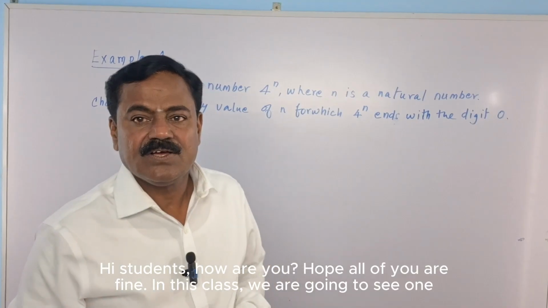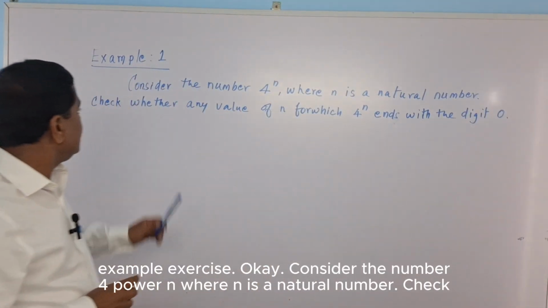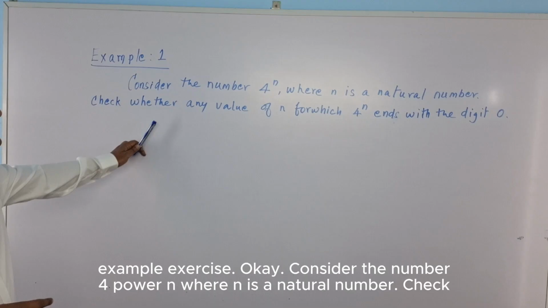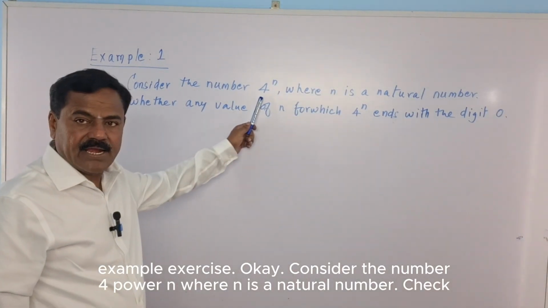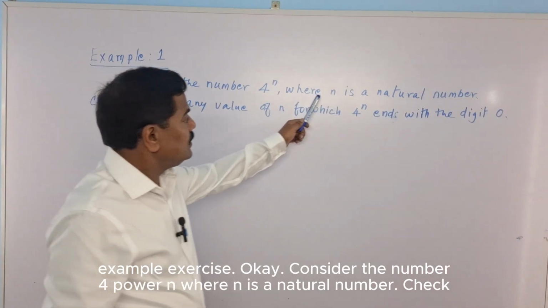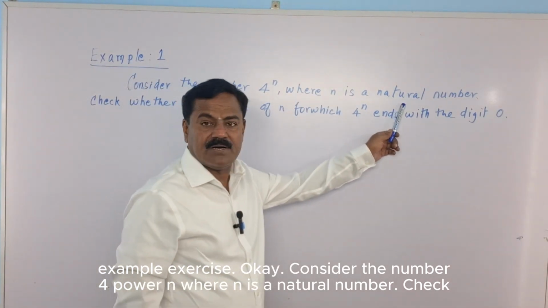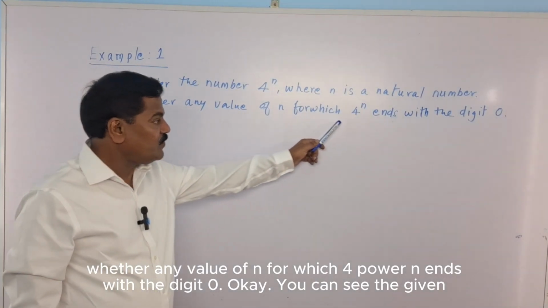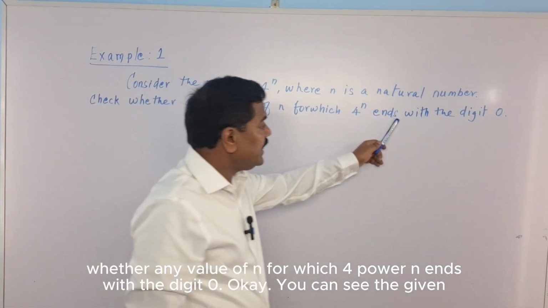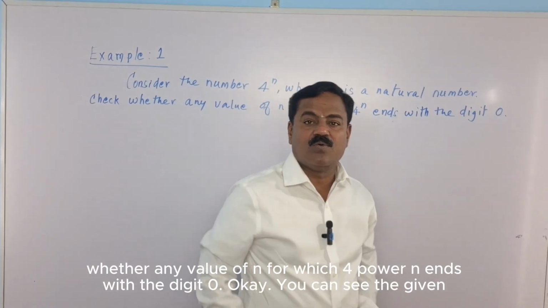In this class, we are going to see one example exercise. Consider the number 4 power n, where n is a natural number. Check whether there is any value of n for which 4 power n ends with the digit 0.